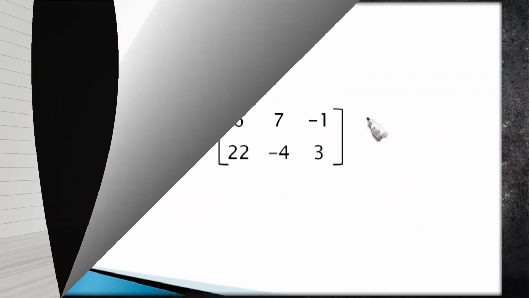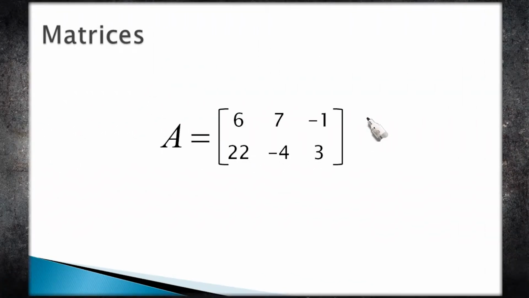Let's get going by talking about what a matrix itself is. Now, a matrix is an array of numbers, such as what you see right here. Now, notice that this matrix consists of rows and it consists of columns. This matrix has 2 rows and 3 columns. Now, here's an important thing to remember.